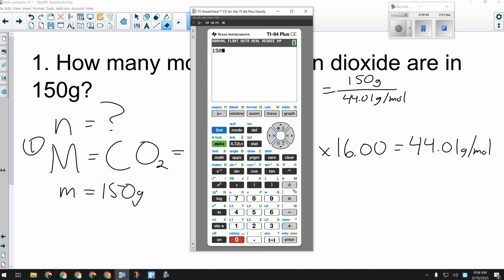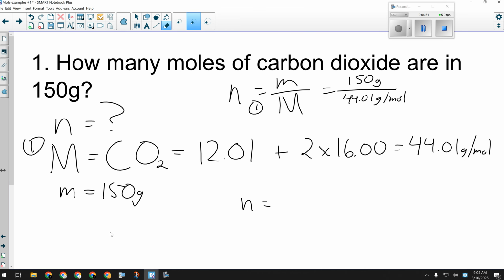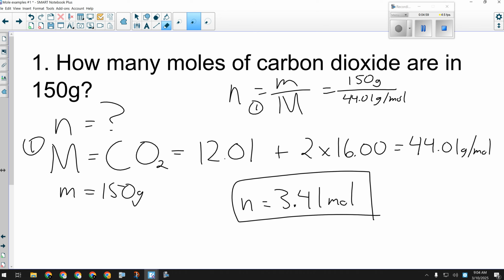So 150 divided by 44.01 gives us 3.41 moles. Questions on that? Anybody still need that up?